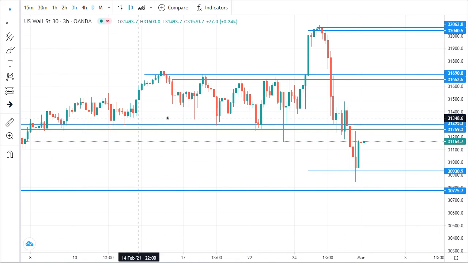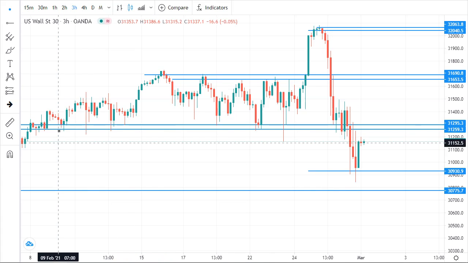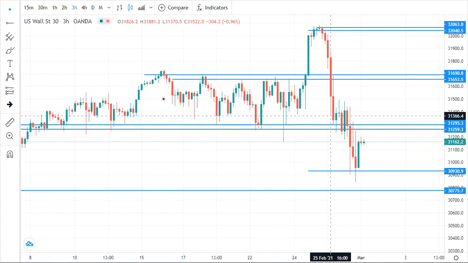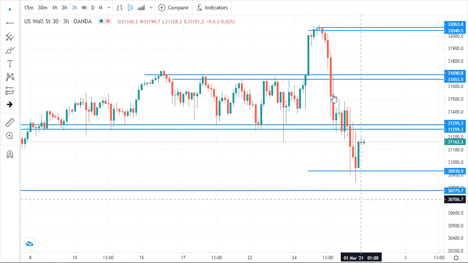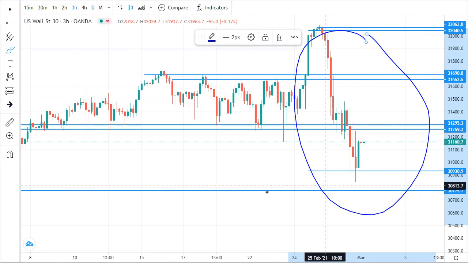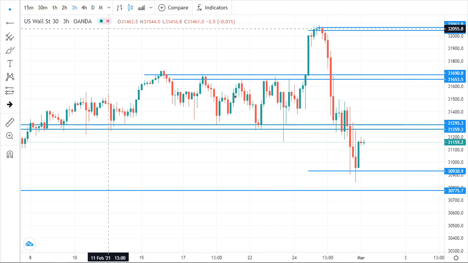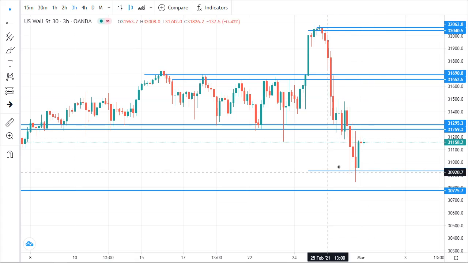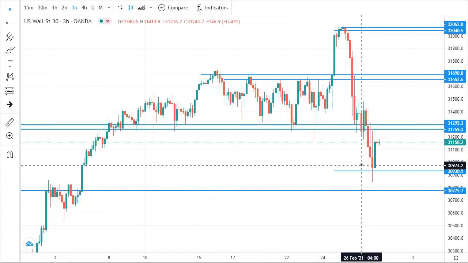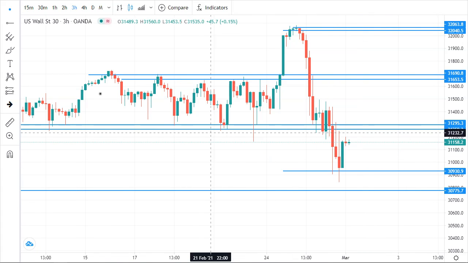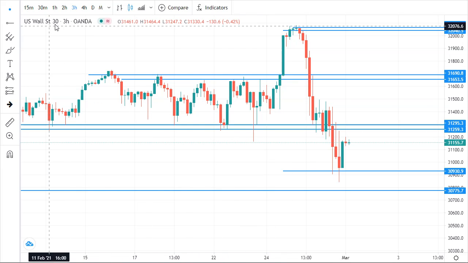I won't talk much about this one because I've been repeating the same thing for the whole week. So now we are here, so let's focus around here at the moment. Let me go to a smaller time frame because still I can't see any good analysis. So don't forget, we have to change the time frames.